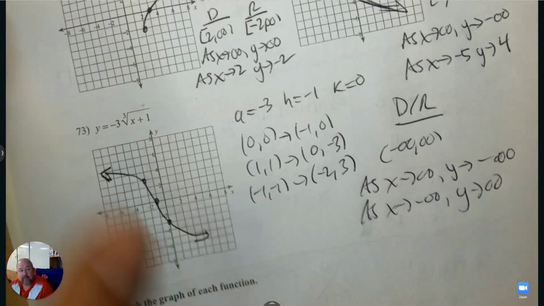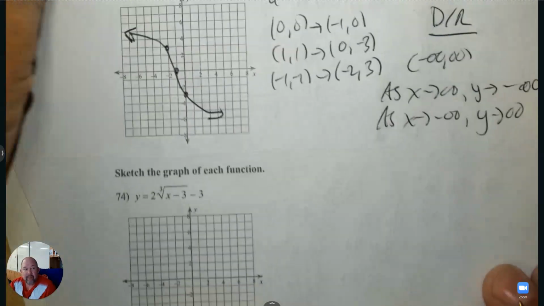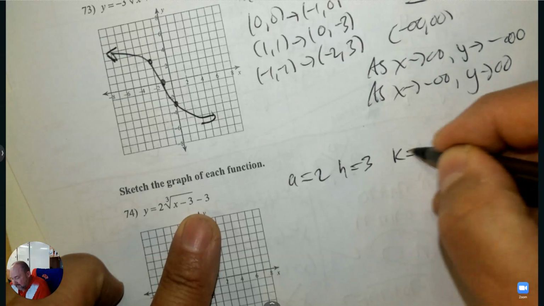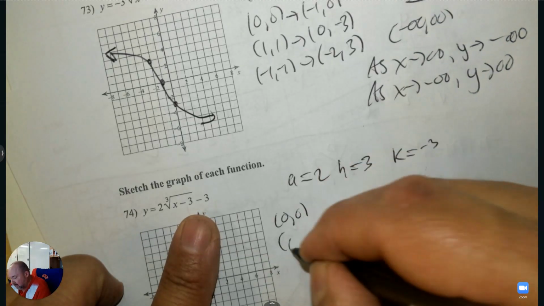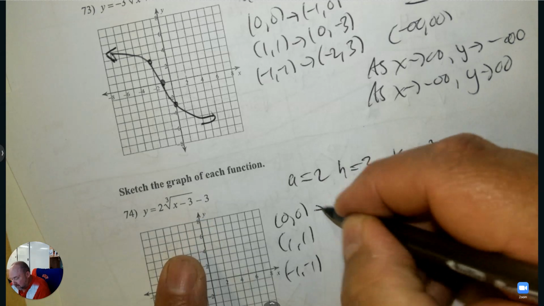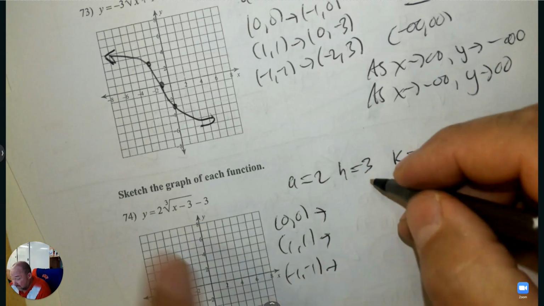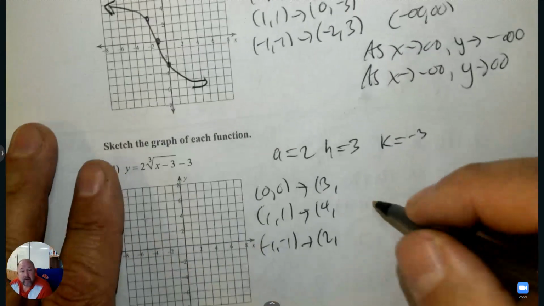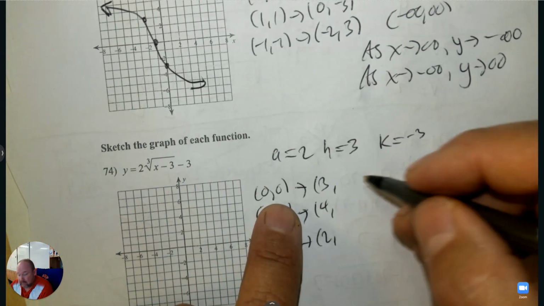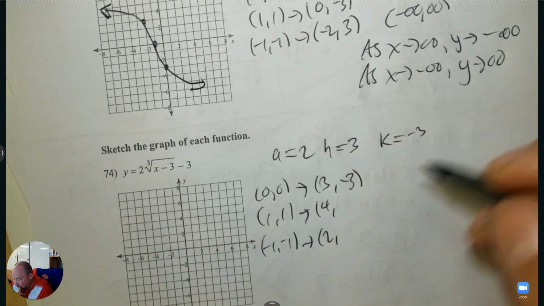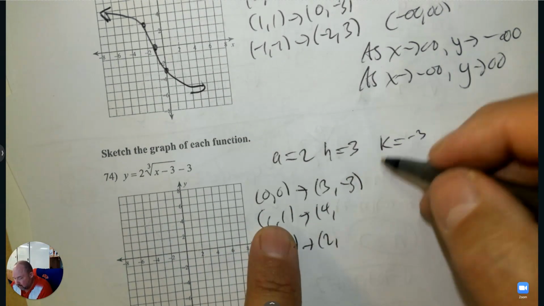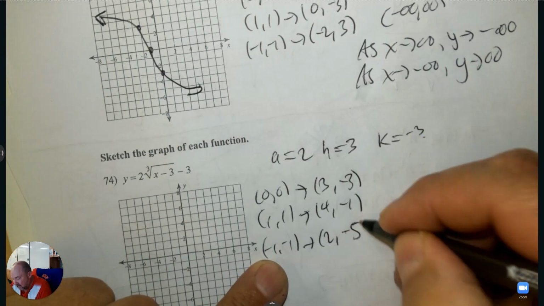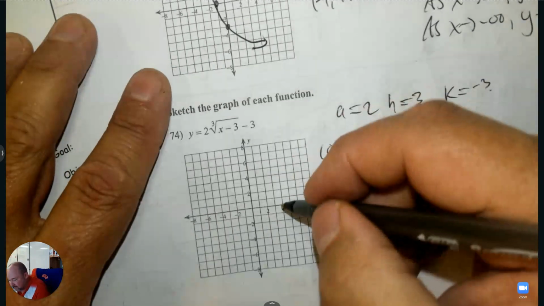All right, last one. A, H, K, so A is 2, H is 3, and K is -3. 0, 0, 1, 1, -1, -1. Change each one. So we're going to add 3. We're going to multiply and then subtract 3. So we have 3, -3. We have, what, 2 and -3, that's -1. And then -2 and -3 is -5. So put those on your graph.